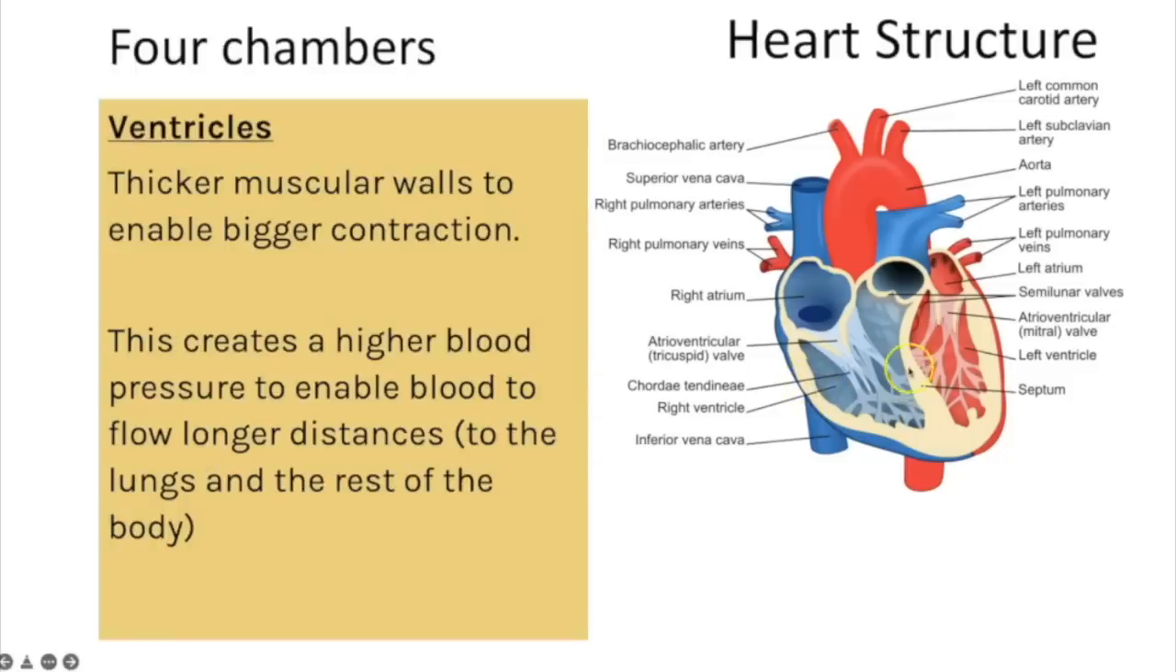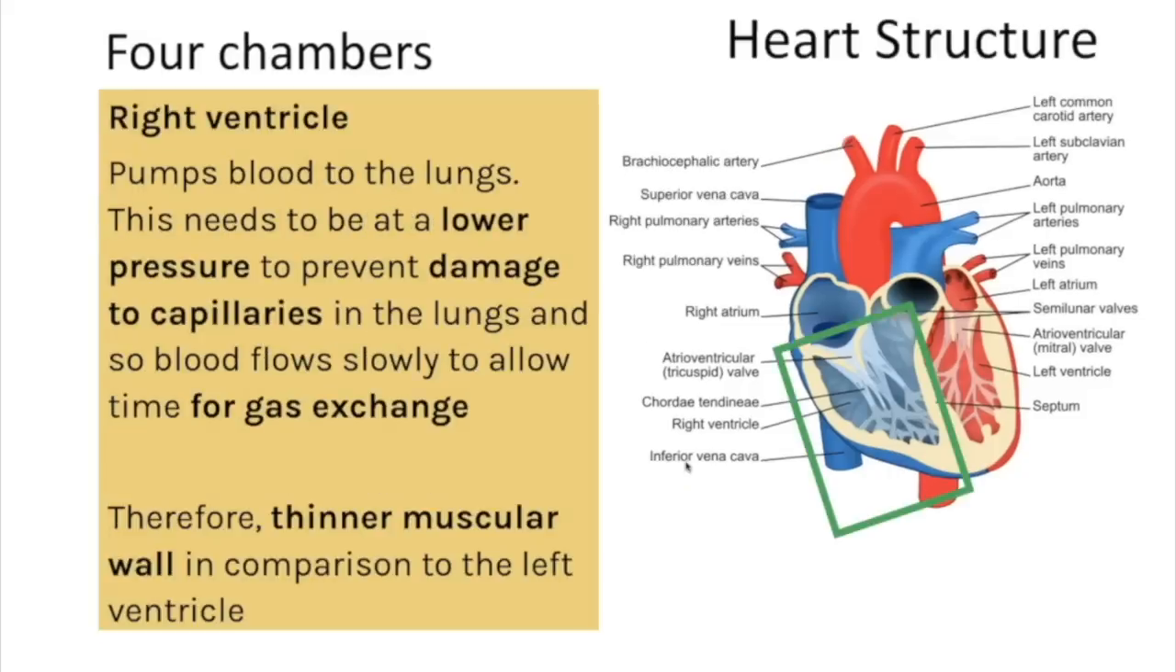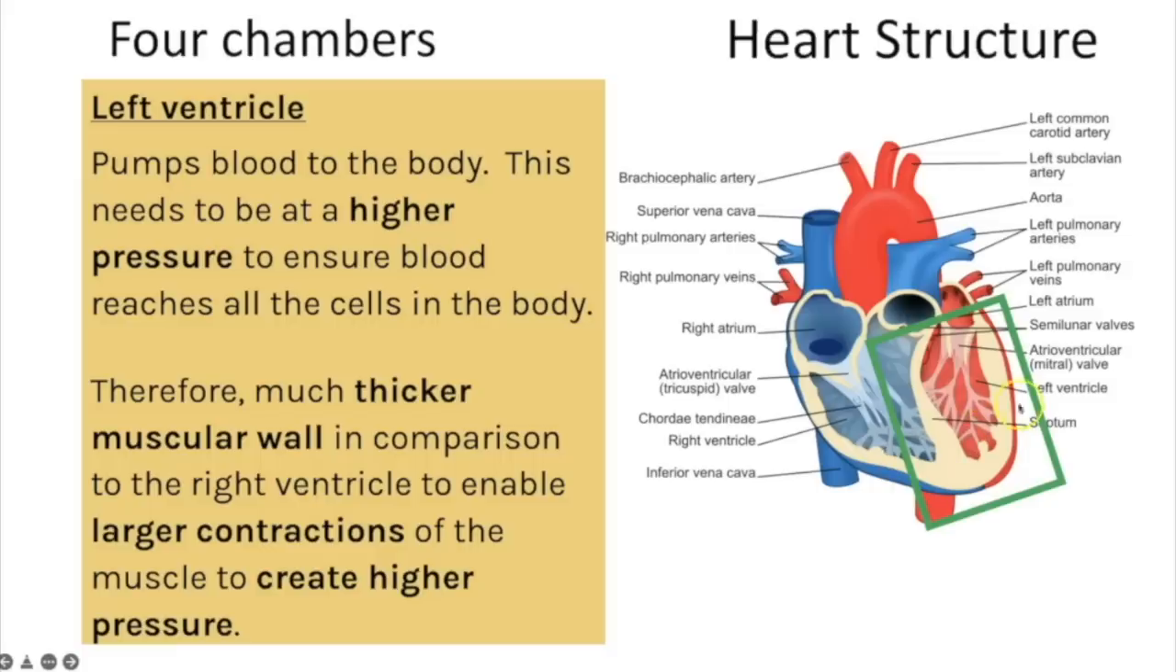The ventricles have much thicker muscular walls, and that is so they can contract with more force and pump the blood out at higher pressure because they are carrying the blood further distances, either to the lungs or to the rest of the body. Now, the right ventricle is pumping the blood to the lungs, and that is at a lower pressure, as we said, to prevent damage to the capillaries and go at a slower speed. So, comparatively, the right ventricle wall has a thinner muscular layer. The left ventricle has a much thicker muscular layer in its wall because it has to contract with more force to pump the blood at high pressure around the body.